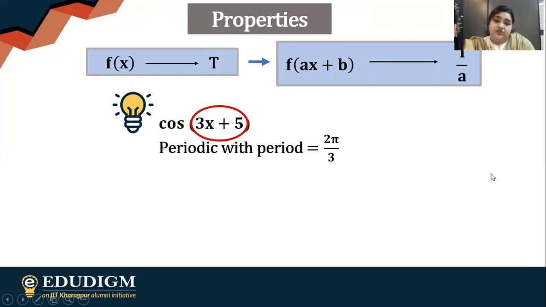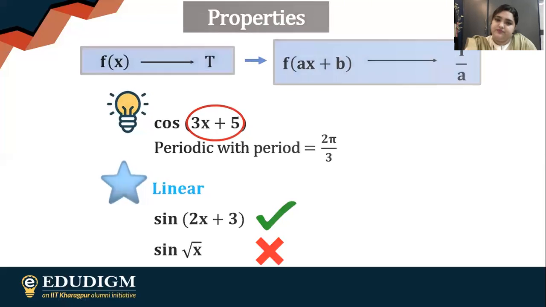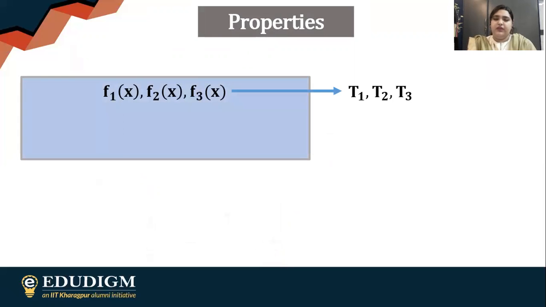Now here's one important thing. If you consider 3x plus 5, this is linear in x. So this is going to be periodic only when you have a linear expression here. For example, if you consider sine of 3x plus 5, or 2x plus 3, you will see that this is perfectly okay because it's a linear expression in x, and also the original function sine is periodic. But if I take sine of root x, you can clearly see this is not periodic, so simply it's not a periodic function.